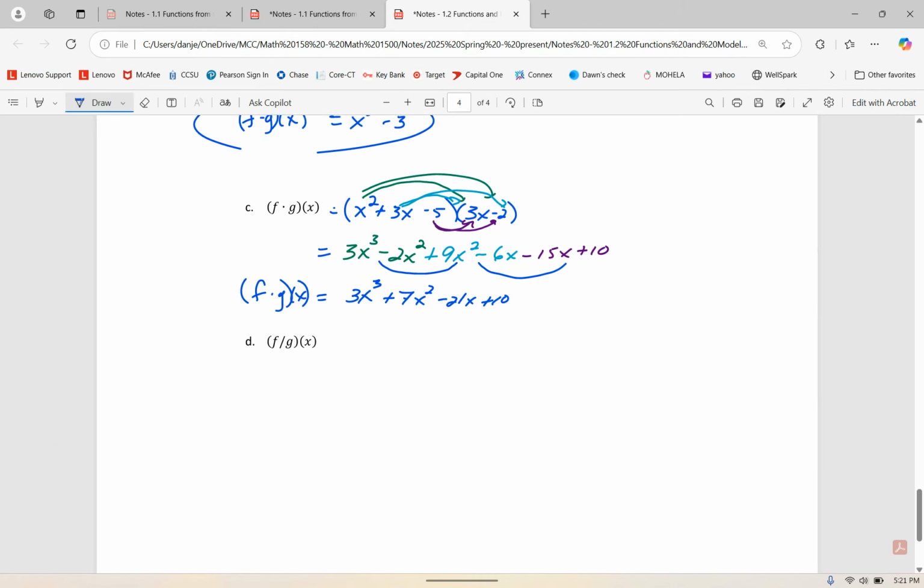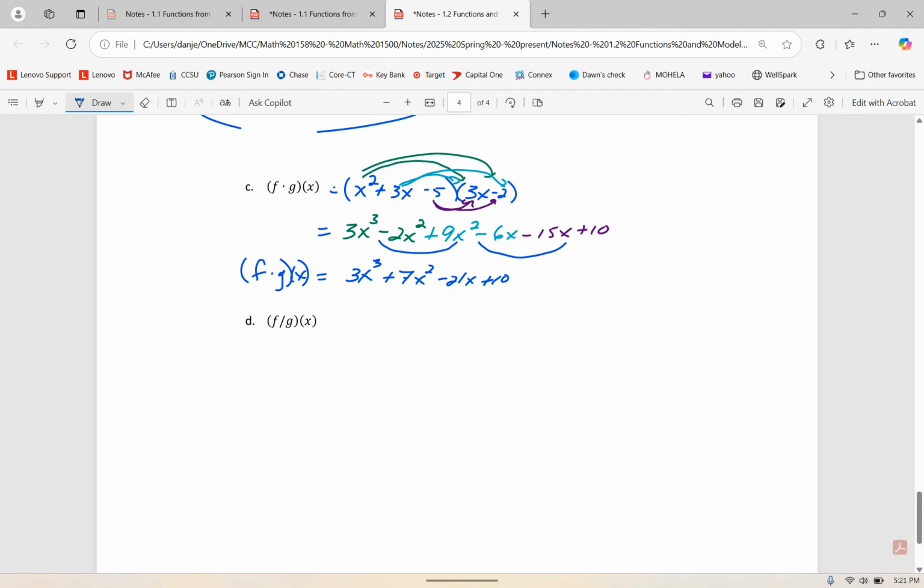Now, the division of the two functions, the quotient of the two functions, in one aspect is easier than the previous three, in the other it's got a little twist. So I'm going to divide f of x by g of x. So f of x is x squared plus 3x minus 5, divided by 3x minus 2. And I want to say that f divided by g of x is x squared plus 3x minus 5 divided by 3x minus 2. I'm okay with that, with one thing you have to consider.